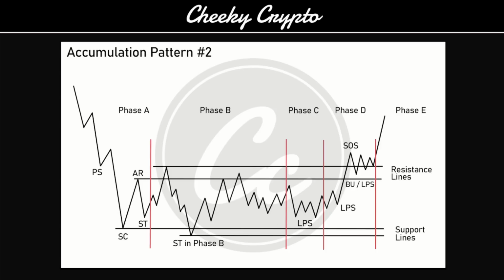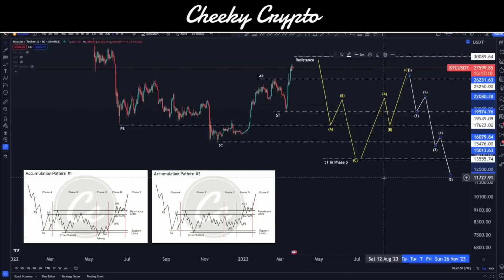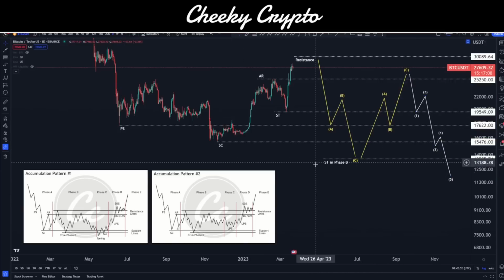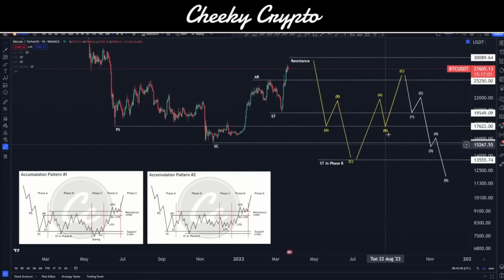Okay, so it's no guarantee that you do. Okay, so if I come back to the chart here, we think about this. The secondary test in phase B may actually just be the actual bottom of the pattern and it's complete there. Alternatively, it's possible that we do come down one more time lower than this. So it's going to be one of those.